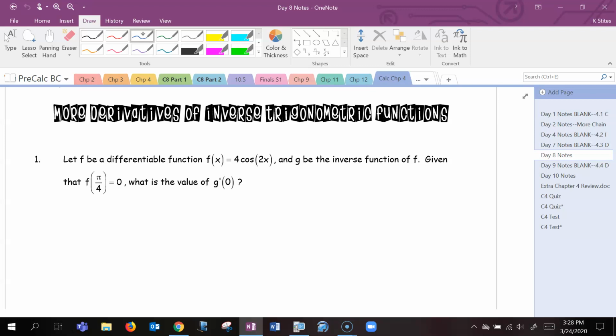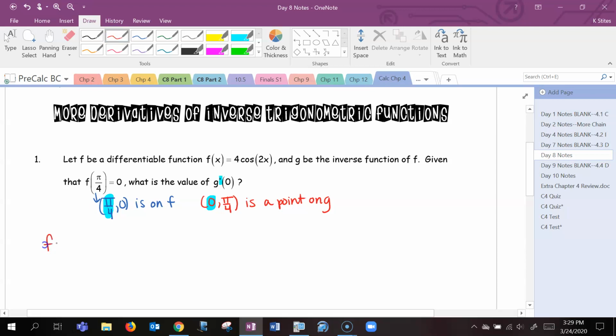All right, so let's go ahead. We already have that f of pi over 4 is 0. So what that tells us is that (pi over 4, 0) is a point on f, which also tells us that (0, pi over 4) is a point on g, right? Which is good because we want to find g prime of 0. So instead of finding g prime of 0 originally, instead we're going to find f prime of pi over 4. Right? Because if (pi over 4, 0) is on f, then (0, pi over 4) must be on g.